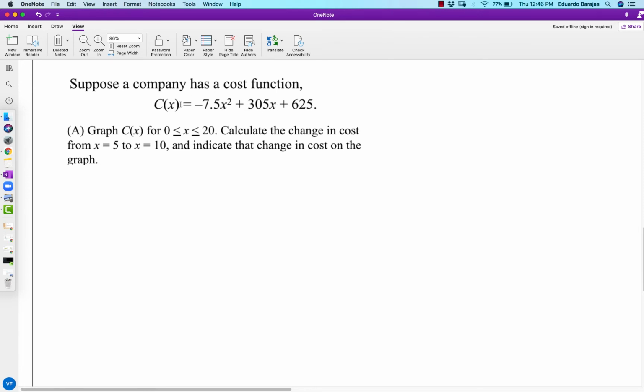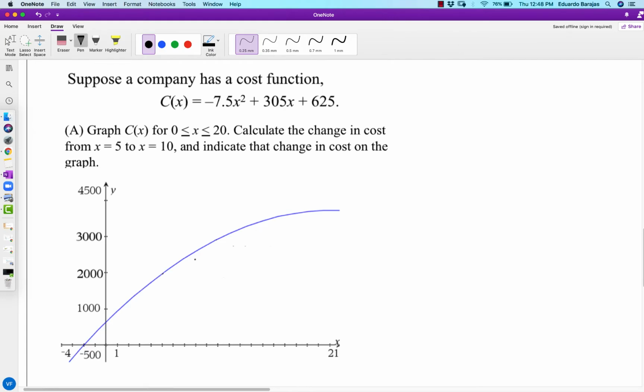So let's just use technology to graph this. I can tell it's going to be a quadratic, so it's going to be some sort of parabola. It opens down because the leading term is negative. But then just using technology, this is what the graph looks like. So here's our graph. It seems to be climbing. That's an upside down parabola. It reaches some maximum at the vertex, and then it's going to come back down. But we're only interested in the region from 0 up to 20.